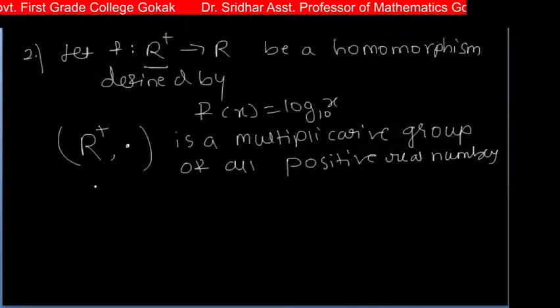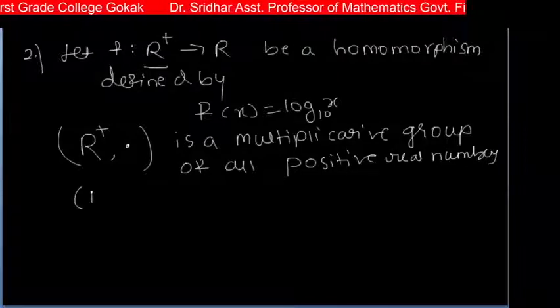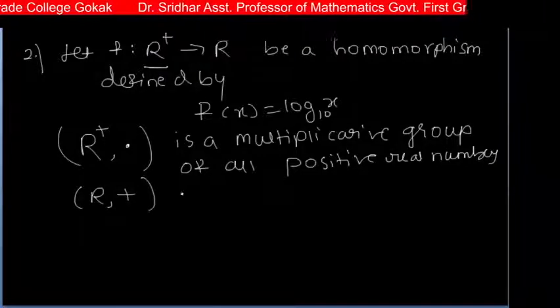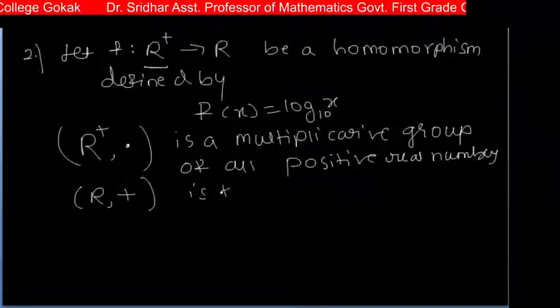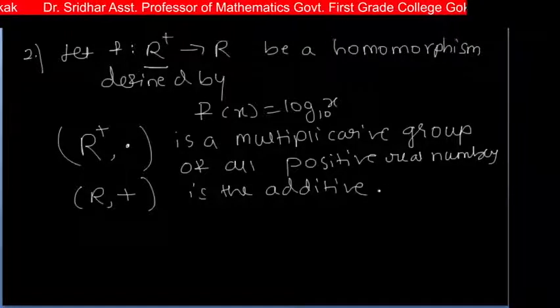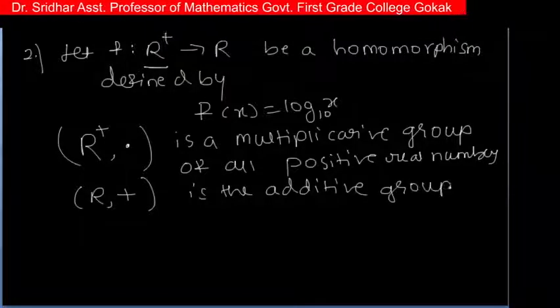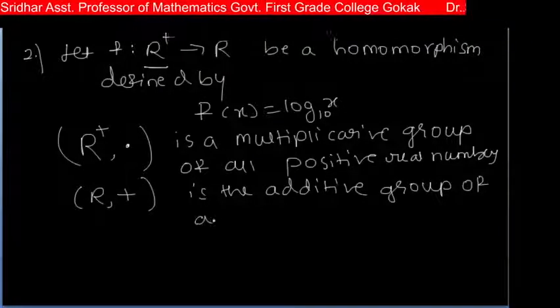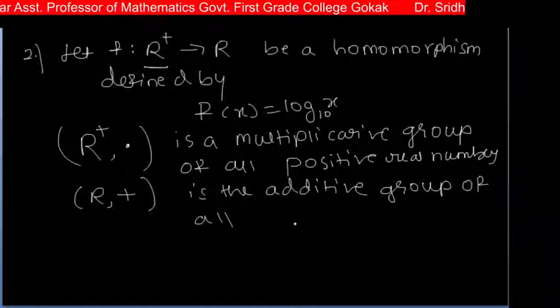Okay, so next comes R comma plus, which is the additive group of all real numbers.